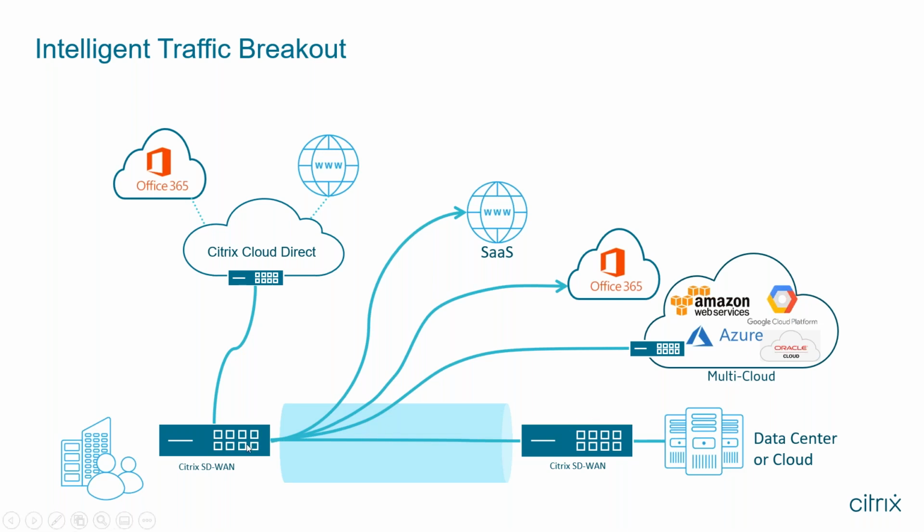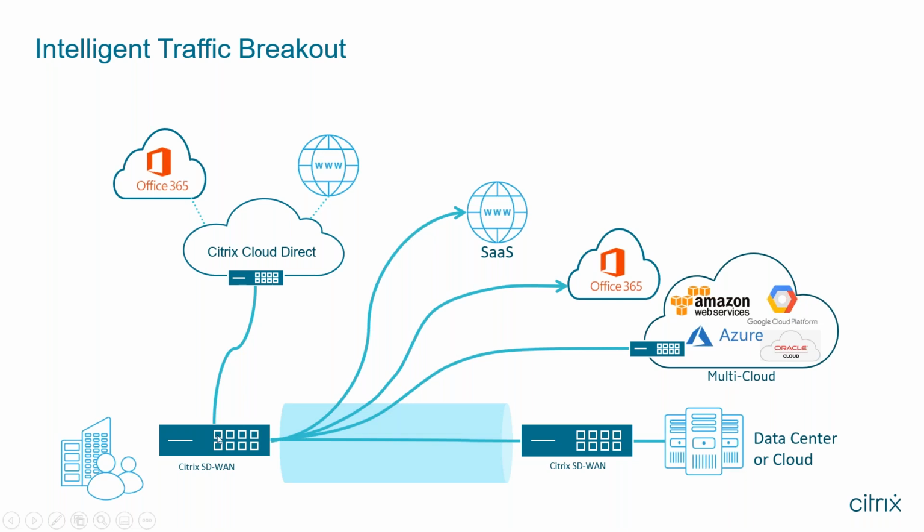What you want to do instead is identify the traffic here, that it's a SaaS application, and go to the closest resource of these services, whether it's Office 365 or Salesforce or Workday or whatever. You want to be able to go the shortest way and then collect that service. And this is something that is really good with the SD-WAN product.